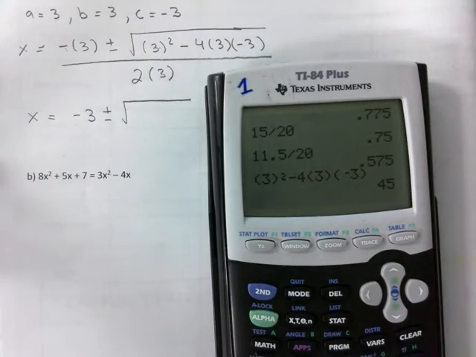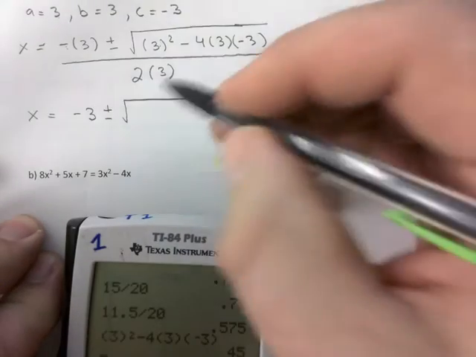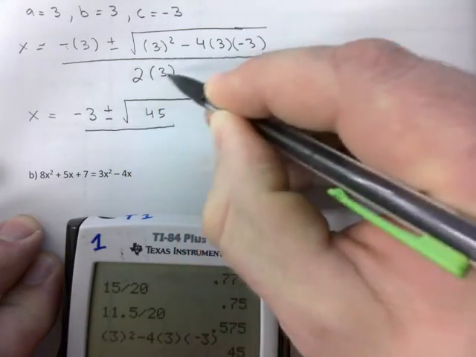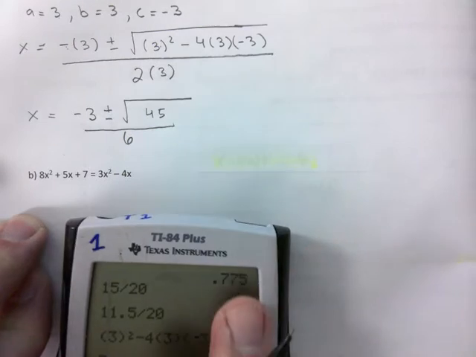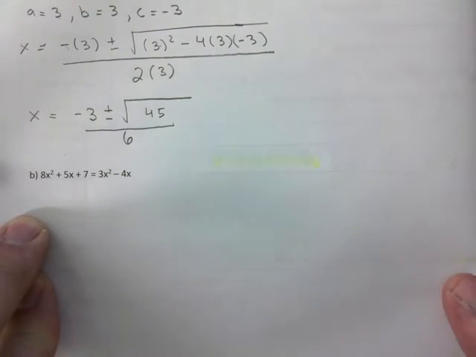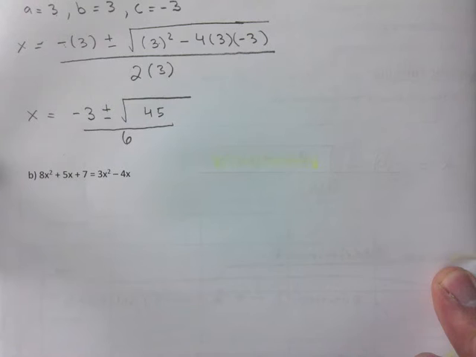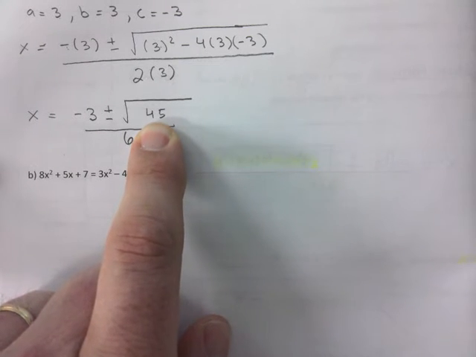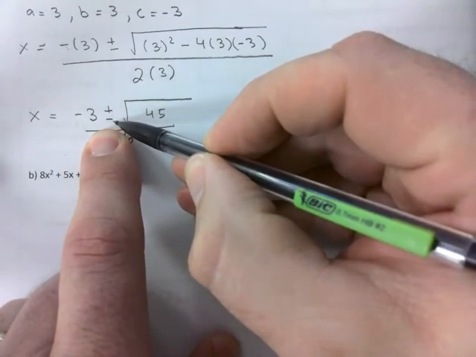Wait a minute. Is that right? Yeah, that is right. Okay, I was looking at the wrong line. So this is 45 over 2 times 3 is 6. Okay? And here's where it gets interesting. We can have 0, 1, or 2 roots with a quadratic, correct? How many roots are we going to have with this one? Look at the discriminant. It could be positive, 0, or negative, right? In this case, it's positive. So we're expecting 2 roots. That's where the plus and the minus comes in. Watch this.